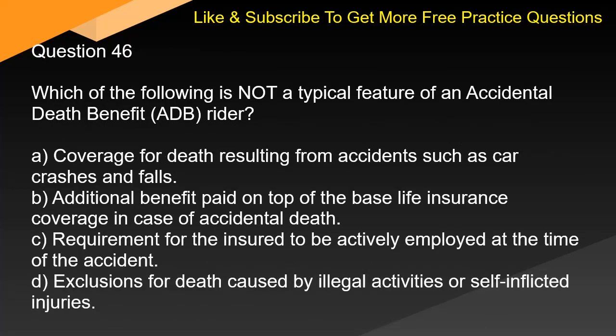Question 46. Which of the following is not a typical feature of an accidental death benefit (ADB) rider? A. Coverage for death resulting from accidents such as car crashes and falls. B. Additional benefit paid on top of the base life insurance coverage in case of accidental death. C. Requirement for the insured to be actively employed at the time of the accident. D. Exclusions for death caused by illegal activities or self-inflicted injuries.